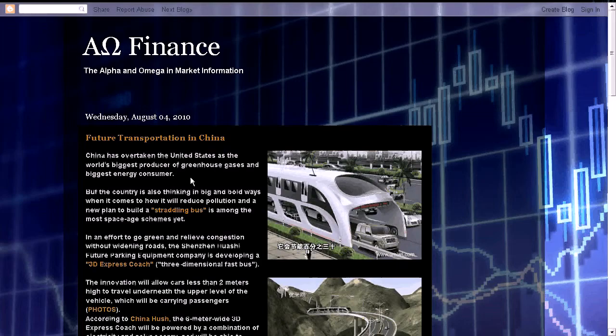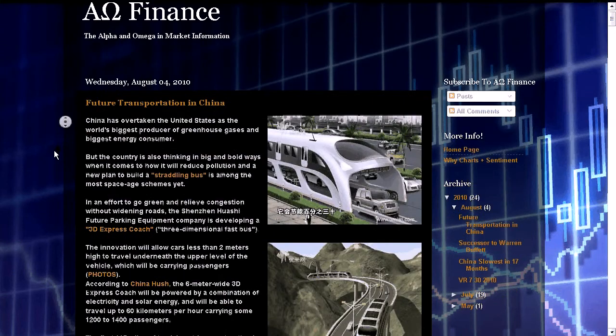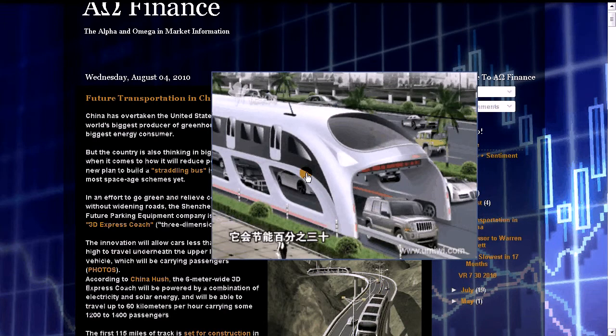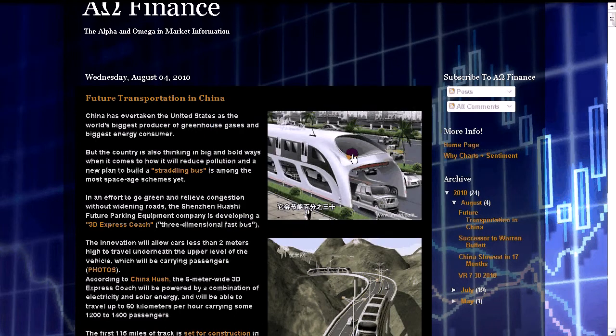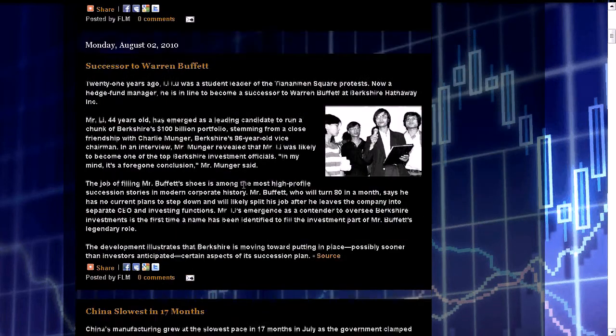So if you click on that, it'll take you to my blog, and you'll see the blog website. I love the charts, the background chart, and actually just looking at this article, the future transportation in China, I think this is cool. It's actually kind of like a bus train type thing where the cars can go underneath where the people would be up there, and I think it's very nice. In case you didn't know, Warren Buffett seems like it's going to have a successor soon.